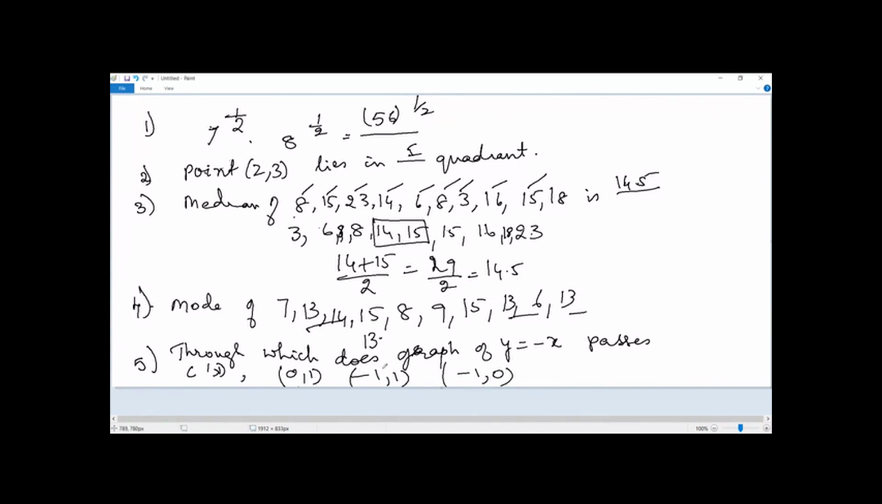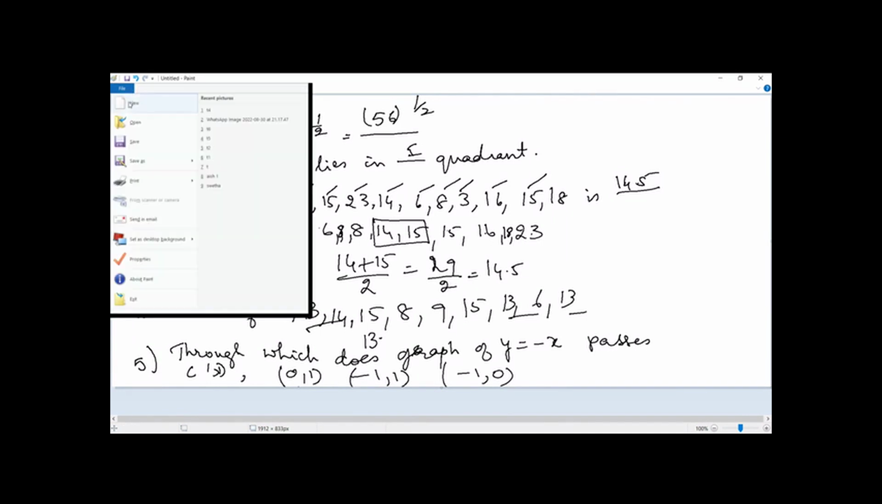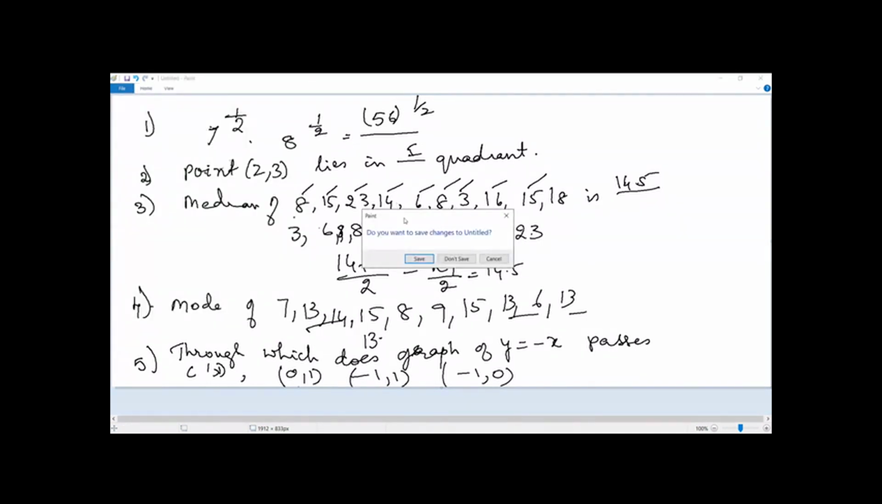Through which of these points will y equals minus x pass? (1, 1), (0, 1), (minus 1, 1), (minus 1, 0). Y equals minus x. Which point? Minus 1 and 1, ma'am. Correct. Minus 1 and 1. Shall we go to the next one?